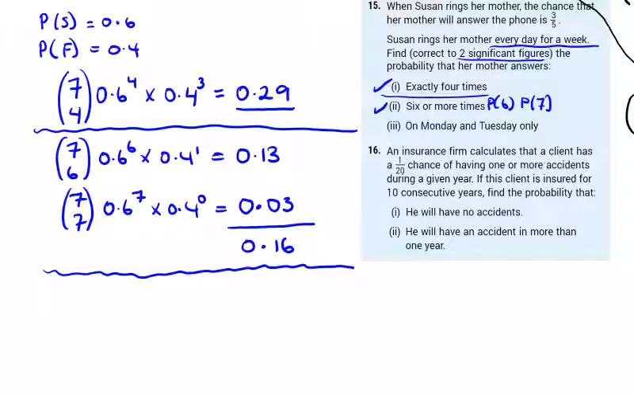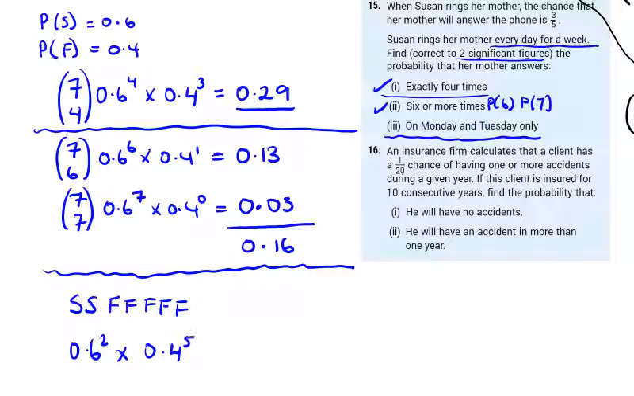And then Monday and Tuesday only is a very specific one again. So success on Monday, success on Tuesday, and 5 failures. So specific order. So we have success 0.6 to the power of 2 by 0.4 to the power of 5. And that's going to give 0.03, it doesn't ask for more, so we leave it at that for this one.